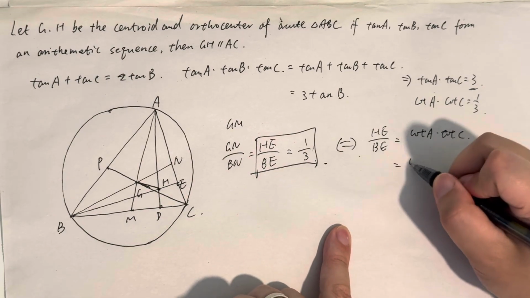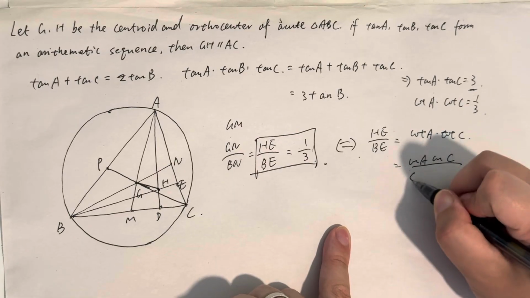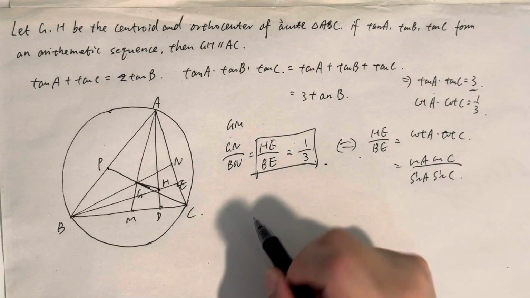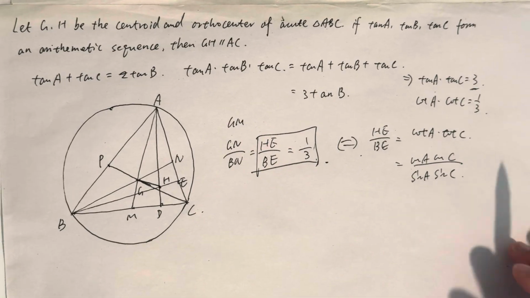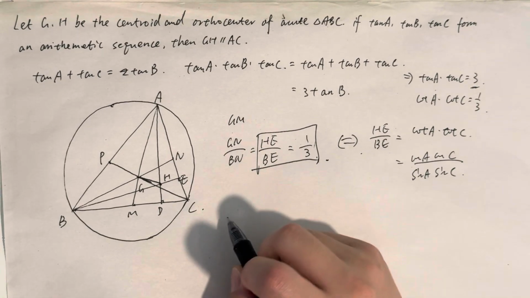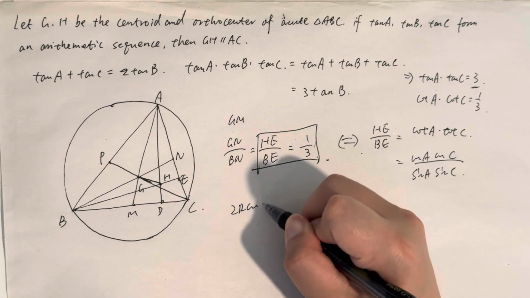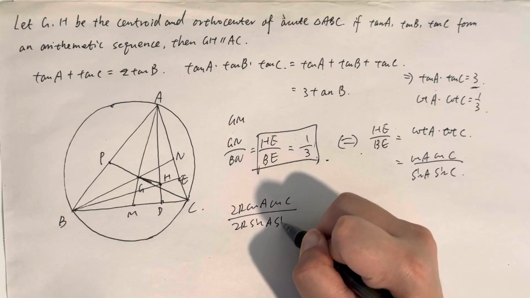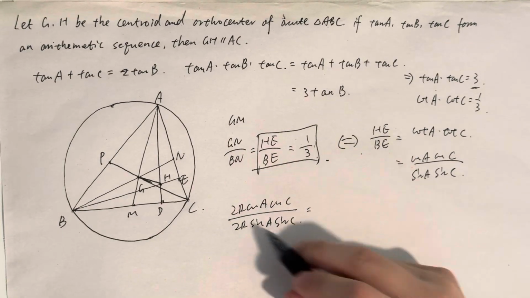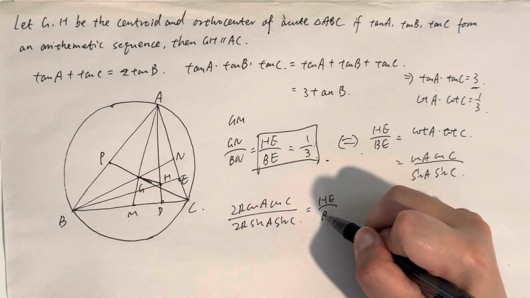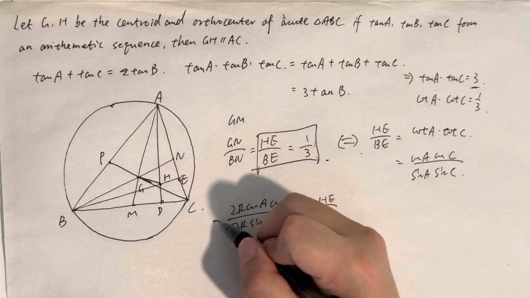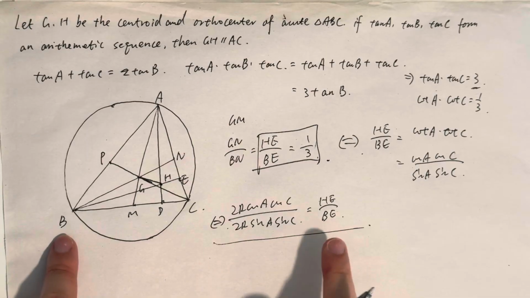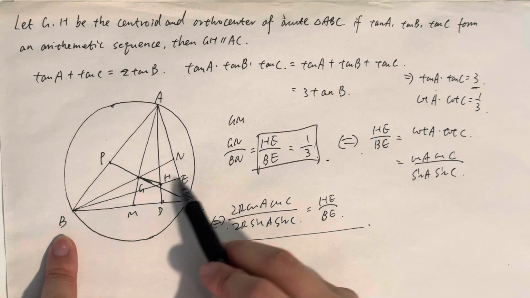Which is cosine A cosine C to sine A sine C, right? So let's just multiply by 2R on the numerator and denominator. So we get 2R cosine A cosine C to 2R sine A sine C. We want to prove it equals HE to BE, right? That's what we want. Let's check BE. What's the size of BE?